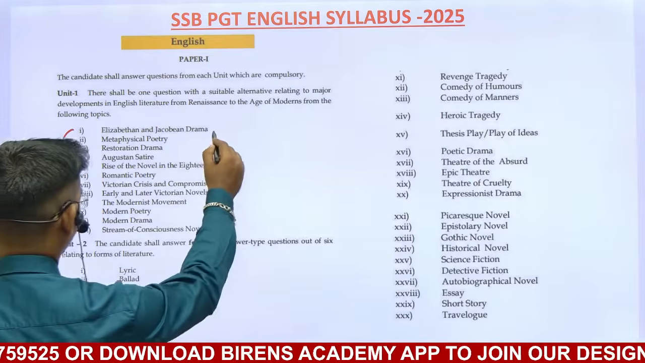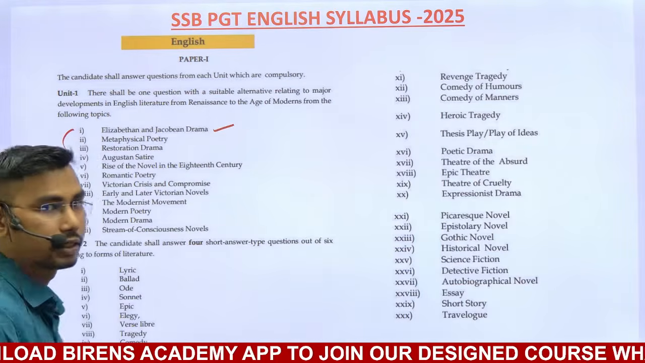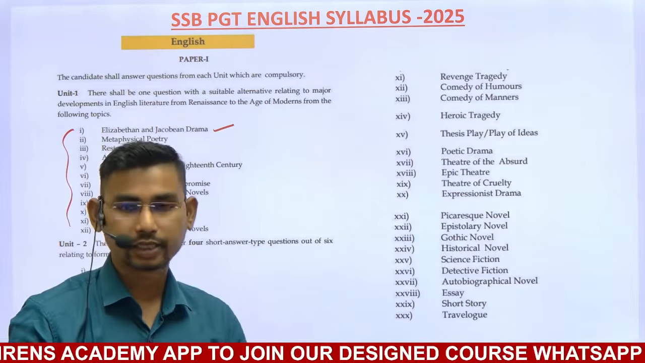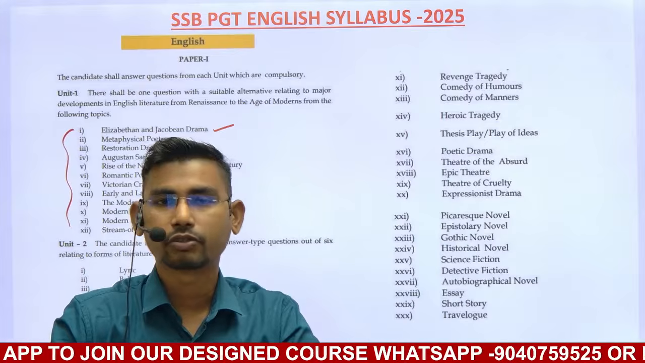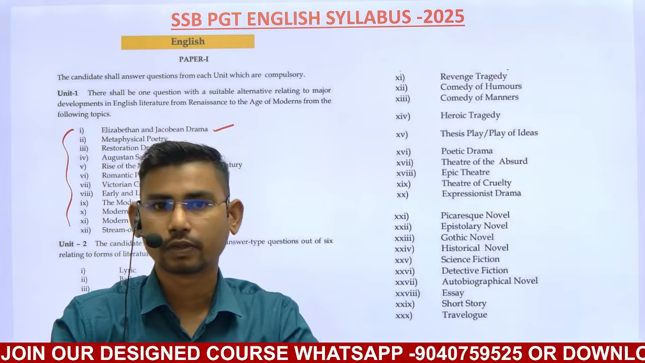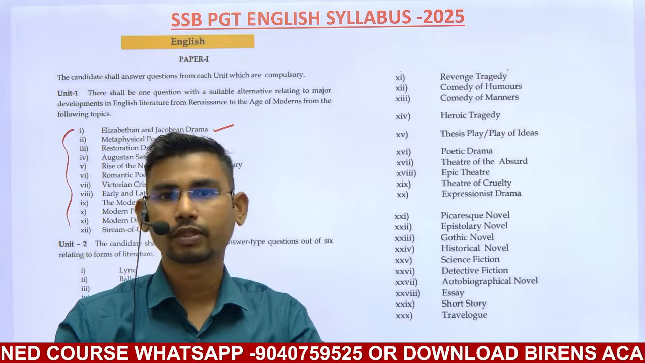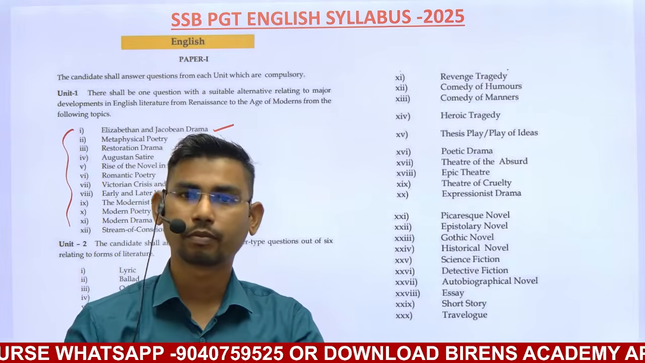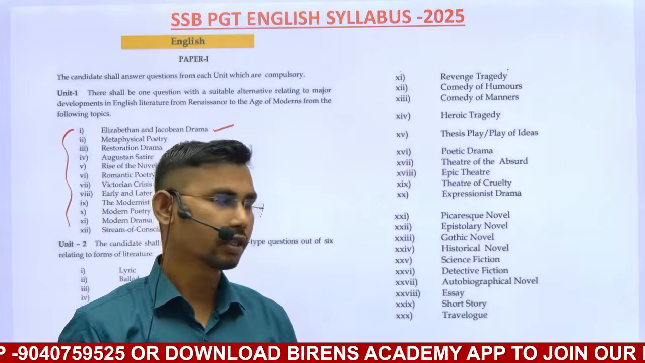It begins with the Elizabethan and Jacobean drama, which means your syllabus begins with the Elizabethan period. But we need to discuss even the historical backgrounds in order to understand the Elizabethan period. To understand the Elizabethan period well, we need to know the previous history. So we'll discuss that today.